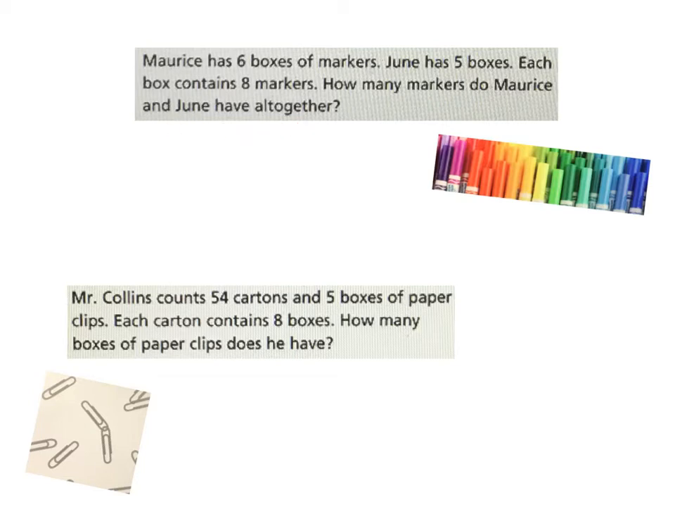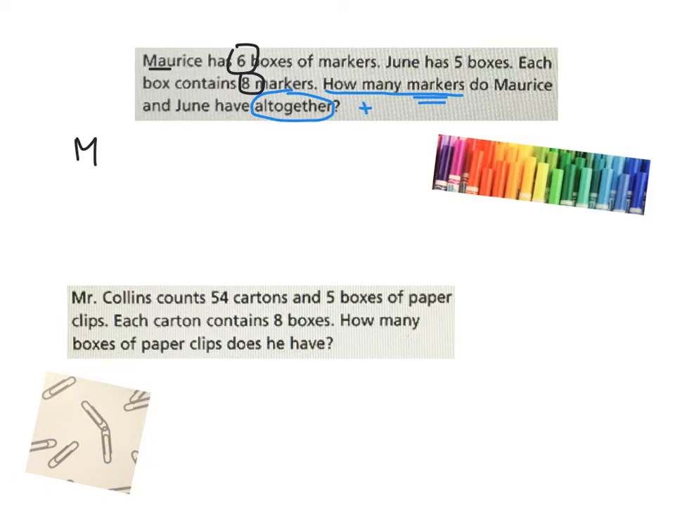Okay, keywords in the problem here in the question. You always look at the question first. How many markers, keyword, not boxes, but how many markers do Maurice and June have all together? All together is a keyword, meaning we're going to be adding or finding the sum. So now let's go back in the problem and find the key pieces of information. So we have Maurice, 6 boxes, and remember that later in the problem it says each box contains 8 markers.